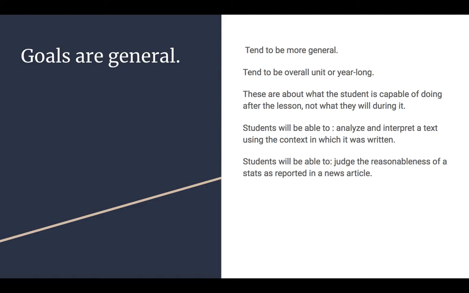The first one, after I have maybe done a historical novel with them, I would be able to, at the end of the unit, I might give them, these tend to be like what the final assessments look like. So maybe I'm asking them to analyze and interpret a text using the context in which it was written. So The Great Gatsby was a novel that I did that a lot. We talked a lot about what was happening in the 20s when The Great Gatsby was written, and then their end assessment was trying to determine how this was actually a social satire, social commentary.